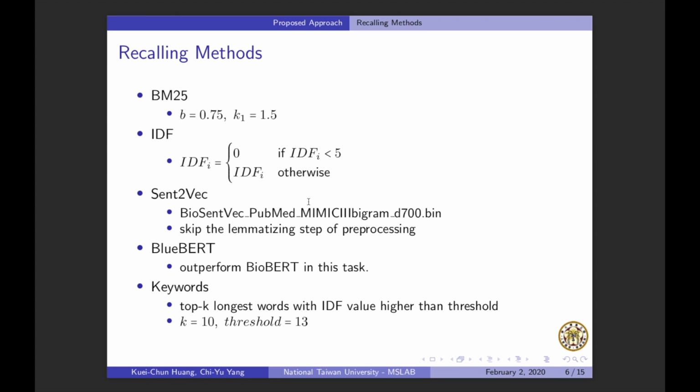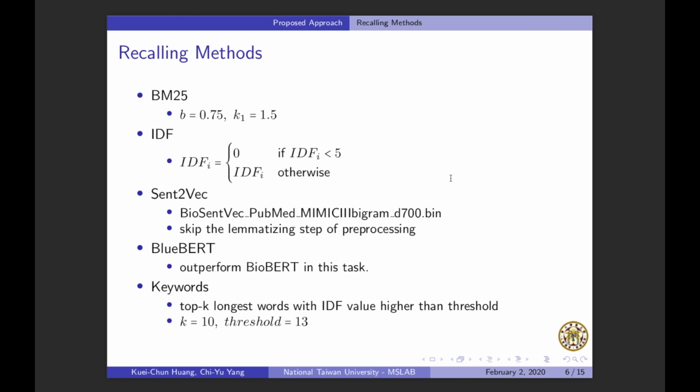As for the second recalling method, IDF, we found that unlike TF-IDF, in this text term frequency was not so important that we could improve recalling accuracy by around 1% if we only used IDF. Also, we discovered that words with lower IDF values were too common to be representative of the document. So we have this formula.